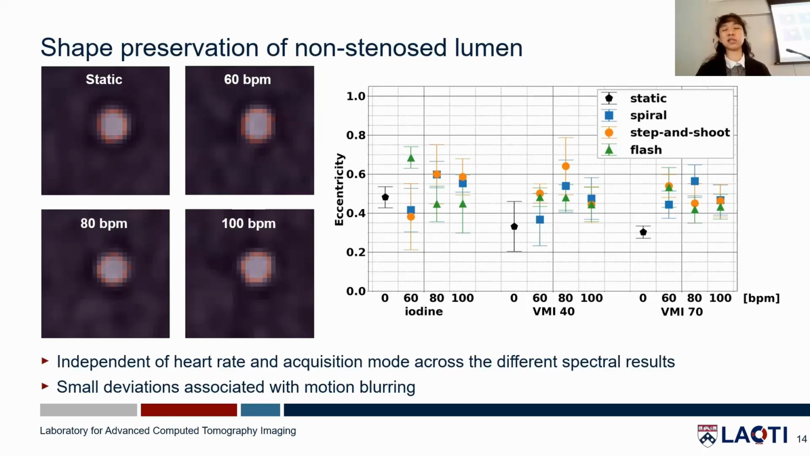You might be asking, why is this important? Well, the fact that the rods aren't changing shape with higher heart rates indicates to us that there is no blurring, or at least minimal blurring. So in general, the shape is rather preserved. Otherwise, we would expect some distortion and some change in size as well. There were some small deviations seen for the 100 beats per minute, and we associate this with motion blurring.